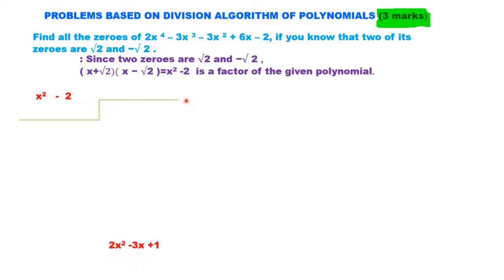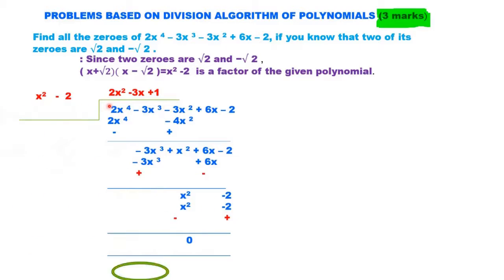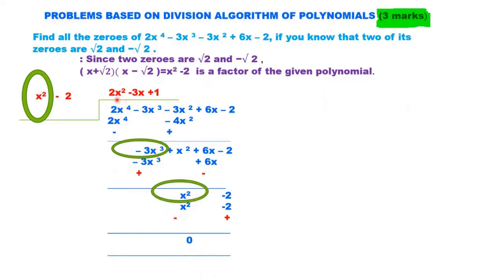As I previously told you, this is going to be the divisor. So x squared minus 2 is our divisor. And on division, we get the quotient 2x squared minus 3x plus 1. Now I'll tell you how we got this quotient.